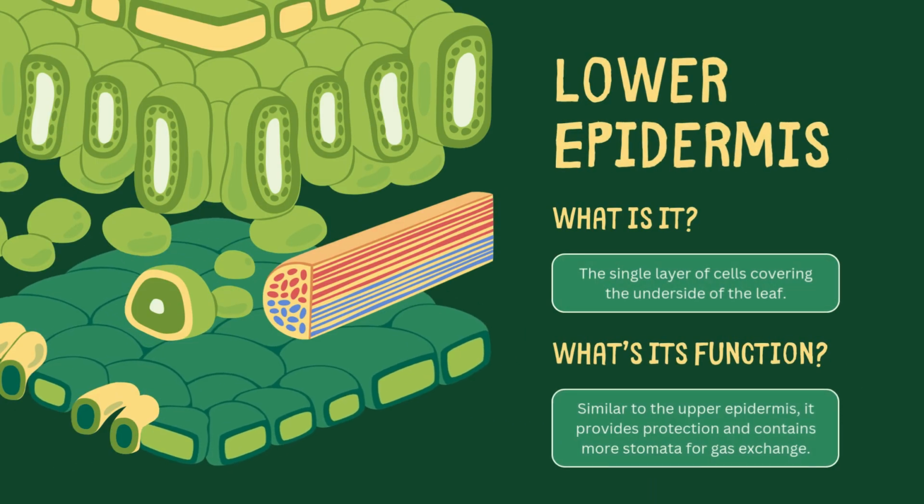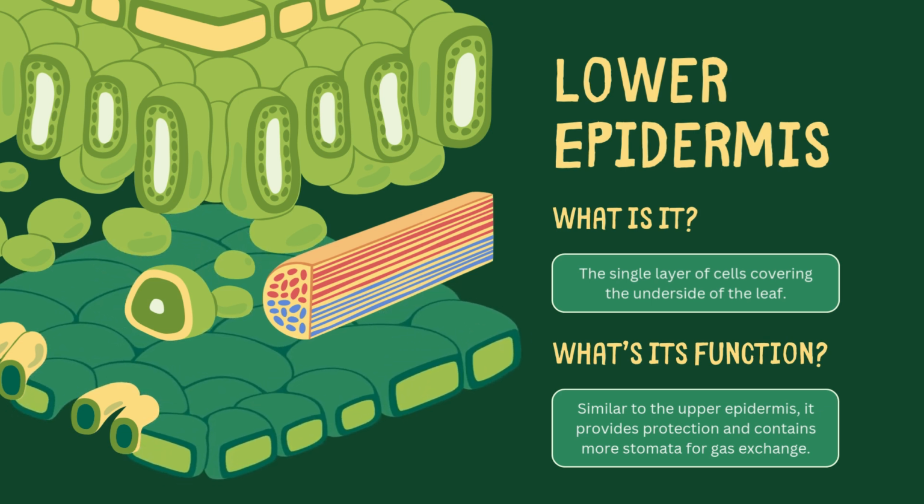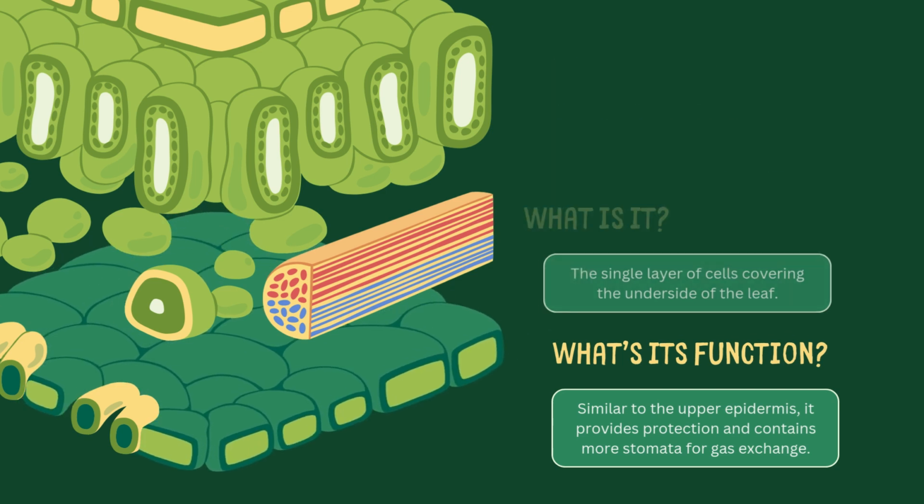8. Lower epidermis. What is it? The bottom layer of cells of the leaf. Function: protects the leaf and contains stomata and guard cells for gas exchange.